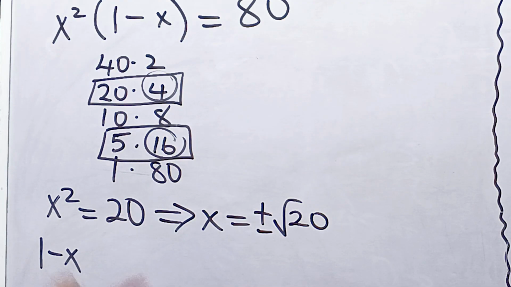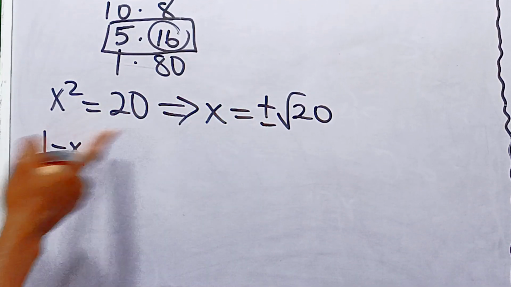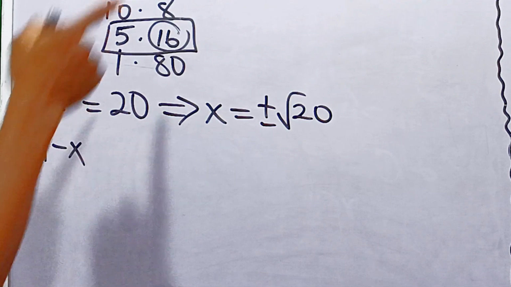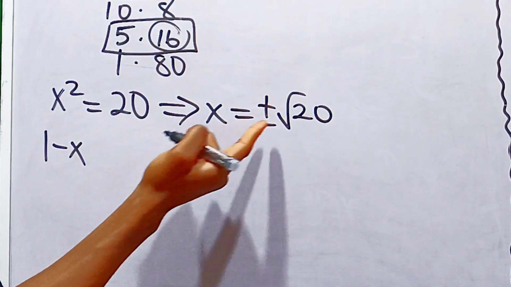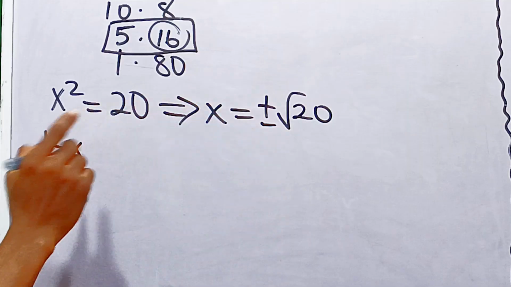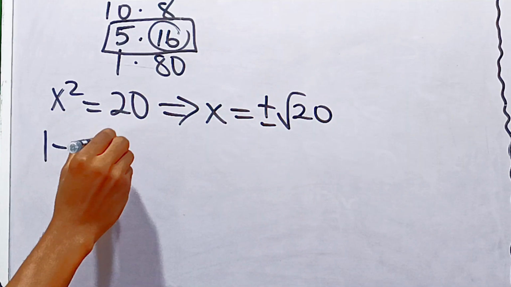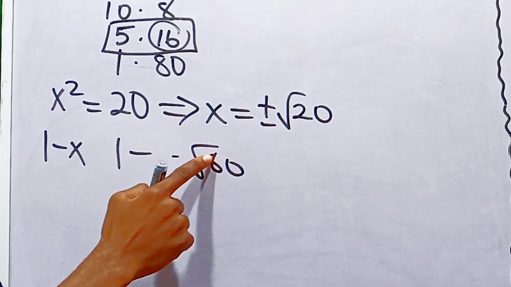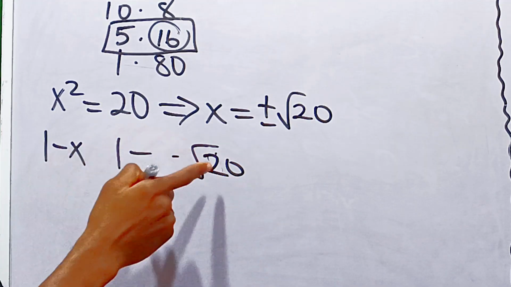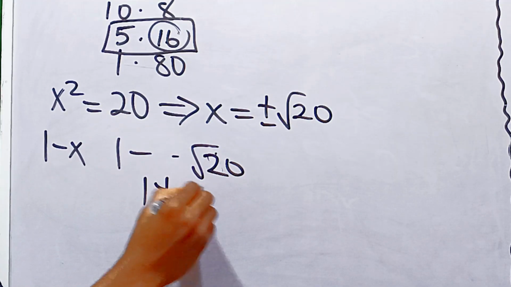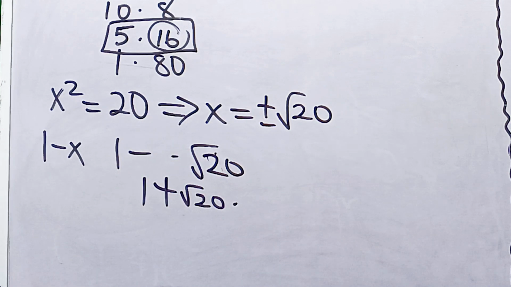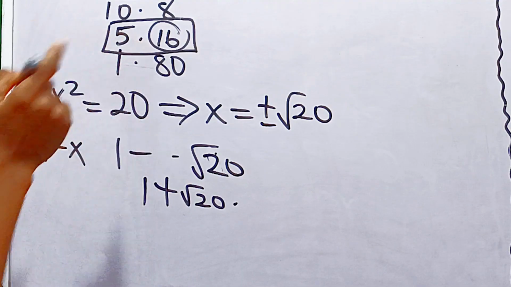Now, to get a positive number, that's 80, we have to take the minus square root. So we have 1 minus negative square root of 20. This is now 1 plus root 20, and 1 plus root 20 is a decimal number, it's not a whole number. So we are not going to get 4. Let's try for 16 and 5.